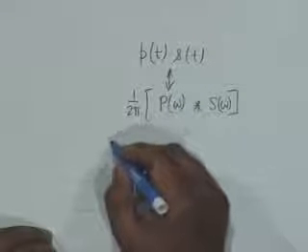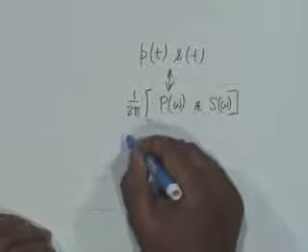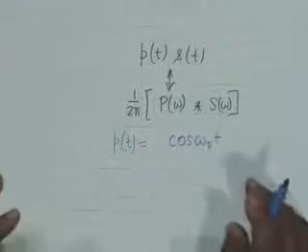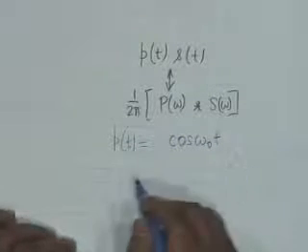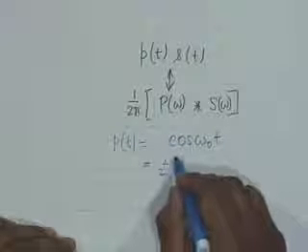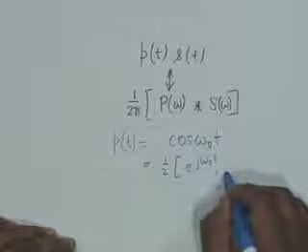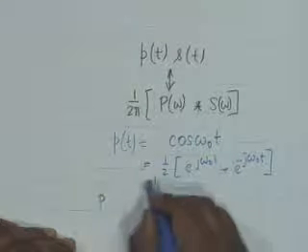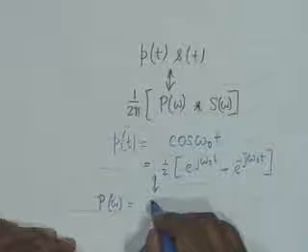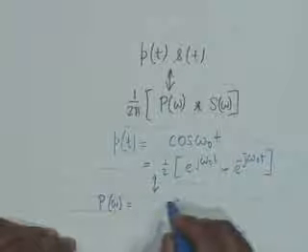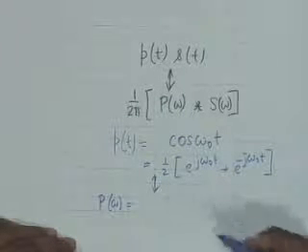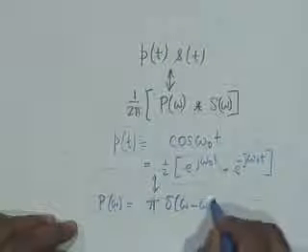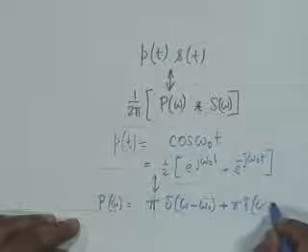The example that we had chosen was p of t is equal to cosine omega 0 t, or we chose the other way around. It doesn't matter. One of the functions is cosine, which I can write as half of e to the j omega 0 t plus e to the minus j omega 0 t, and therefore its Fourier transform P of omega is equal to 2 pi times half delta of omega minus omega naught. So it would be pi delta of omega minus omega naught plus pi delta of omega plus omega naught.